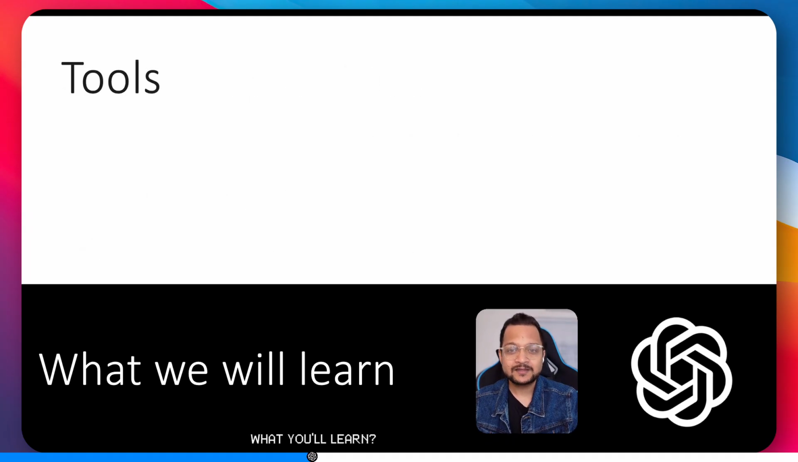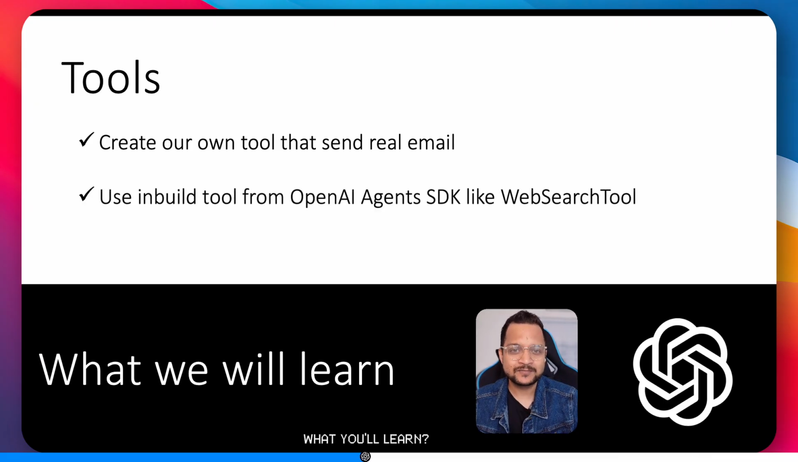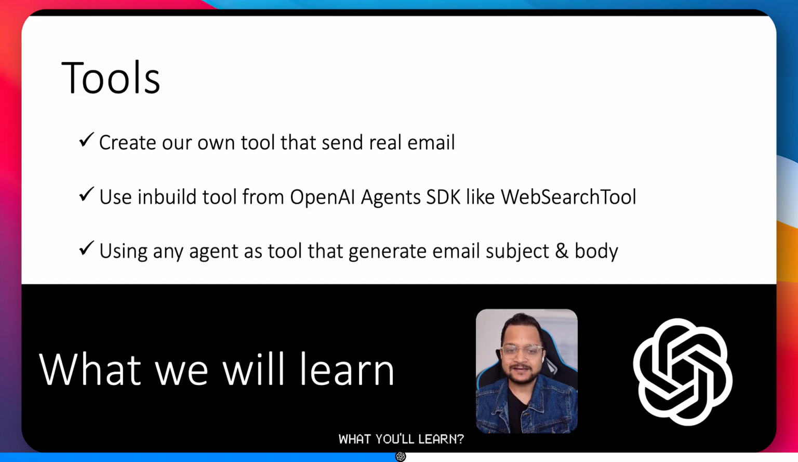Talking about tools, yes, we are going to create our own tool that can send email. Yes, really sending the email. And the agent is going to use this tool whenever it feels like, okay, I need to send an email, so I'll use this tool. But we will also see how we can use the inbuilt tools of the OpenAI Agents SDK, for example the web search tool. And we will create an agent that generates the email subject and body, and use this agent as a tool in another agent.